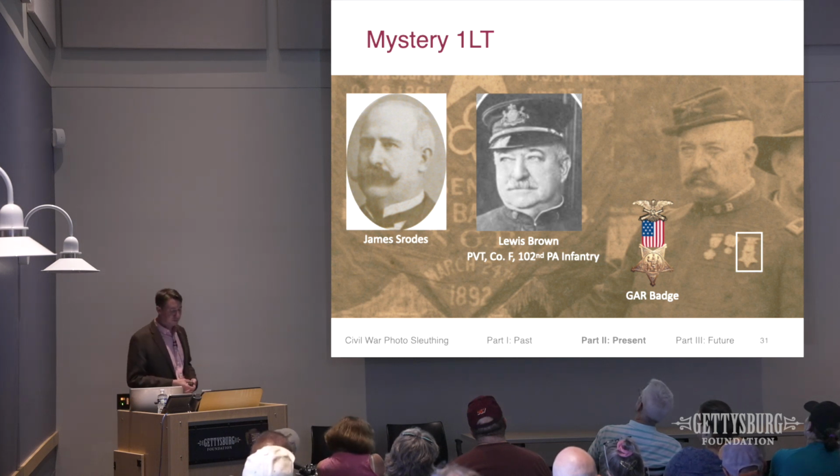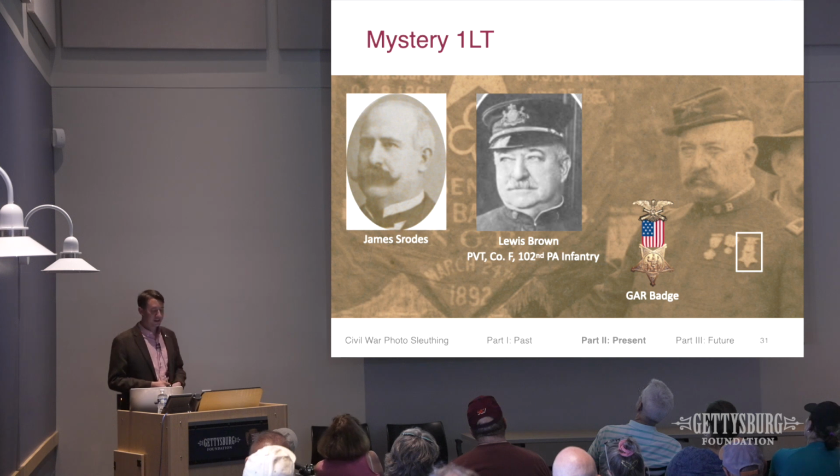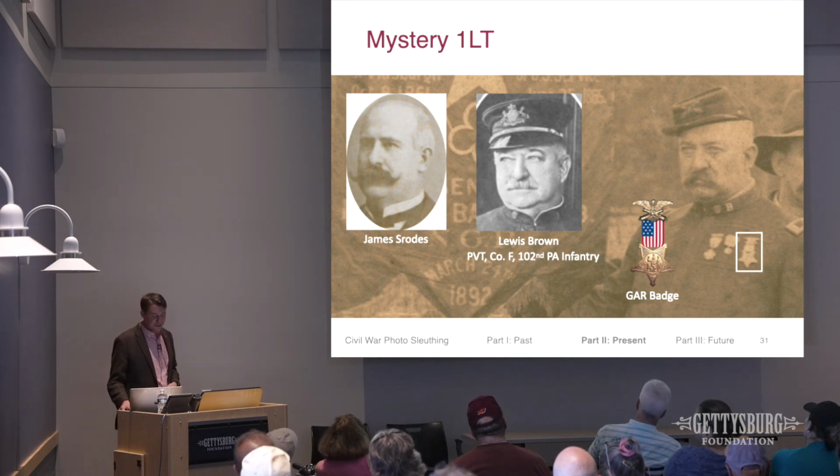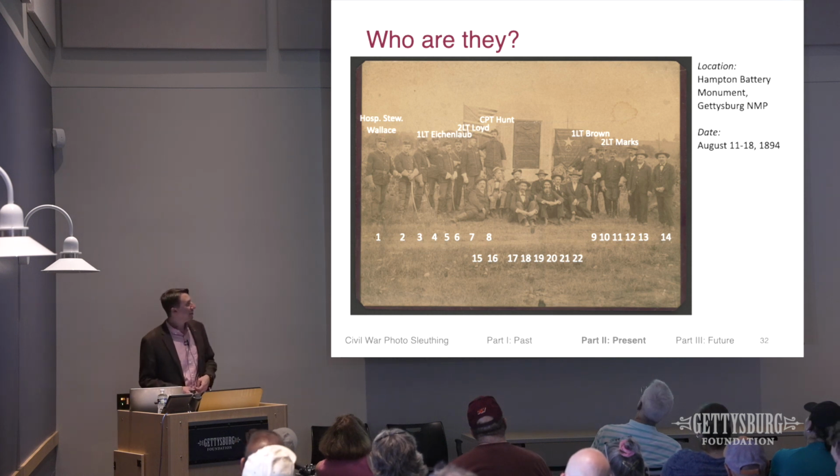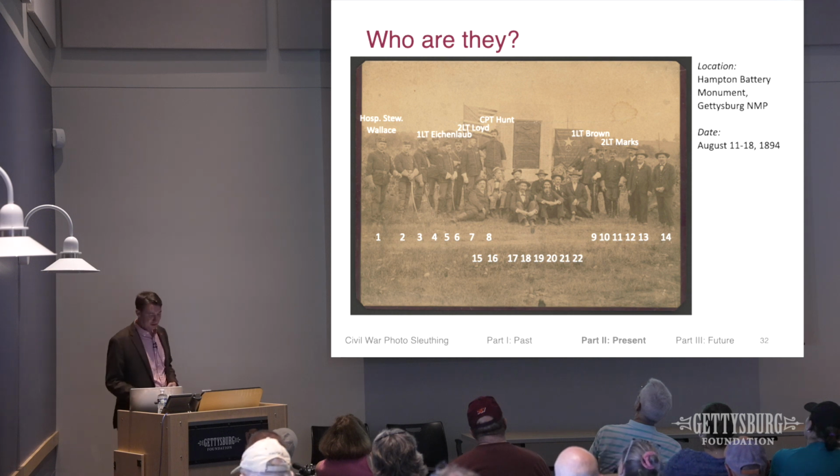Lewis Brown was also a private in the 102nd Pennsylvania way back in the day. And Rhodes didn't start his military service until the 1880s. So I thought that was pretty exciting. Not only have we figured out who these guys are, but one of them is actually a Civil War veteran. And that brings us to the question of who the other folks are.